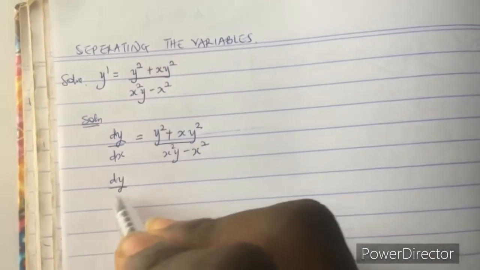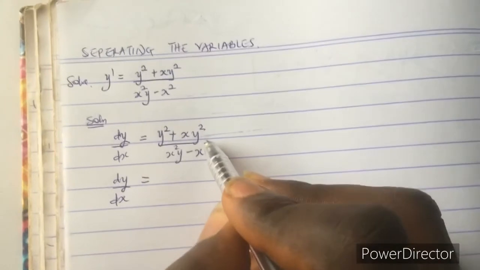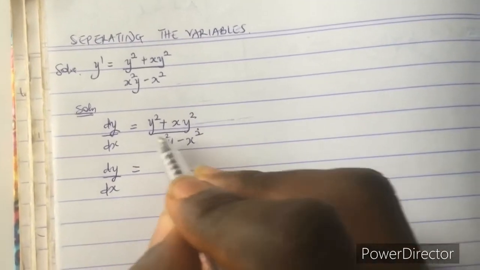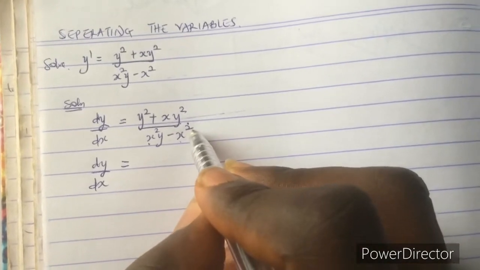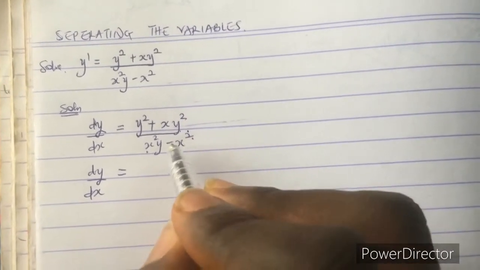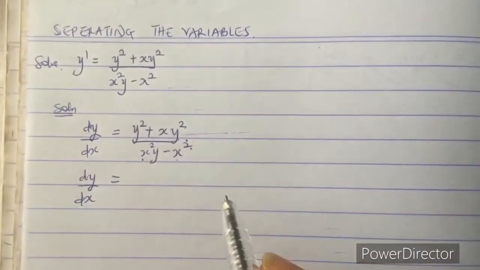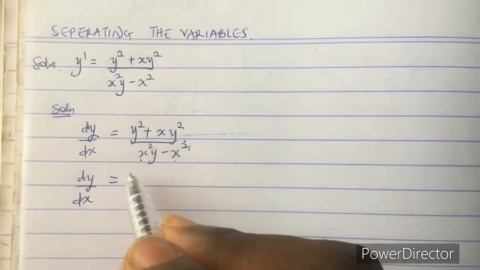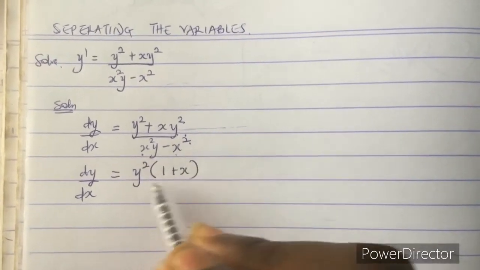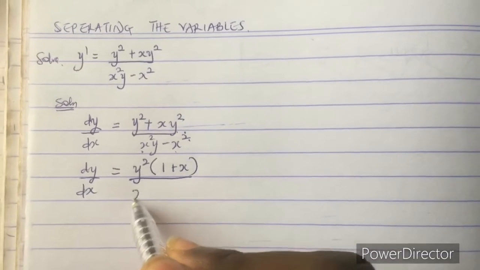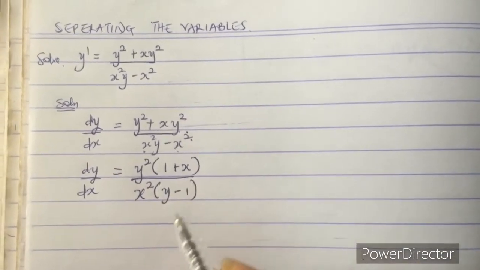Now, you've also known that if we find the factorization here, we have y here, y here, x here, x here. Don't forget, in separating the variables, our y's are to be at one side and our x's at the other side. That's what we're trying to get at. So we have y square (1 plus x) all over x square (y minus 1).